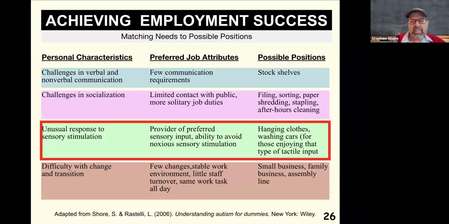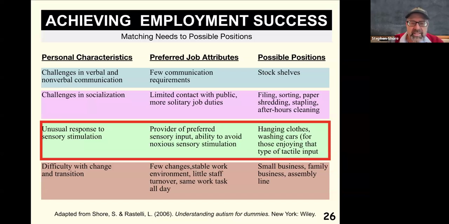All of us need to work for a living, or most of us do. And what is important is to consider the person's characteristics. What do they do? What do they like to do? How can that be translated into a possible position? Unusual sensory stimulation, for example.